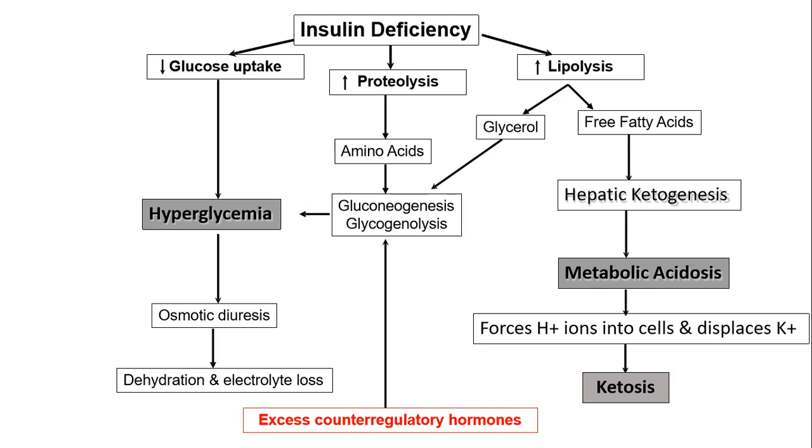Again, in this case of insulin deficiency in the body, there is excessive proteolysis, and excessive proteolysis can manifest with amino acids, and then gluconeogenesis, and all these happen in the liver. These result in excessive catabolic hormones that promote catabolism. This results in hyperglycemia, and then the flow of osmotic diuresis increases the dehydration and electrolyte imbalance, specifically low sodium in the body.